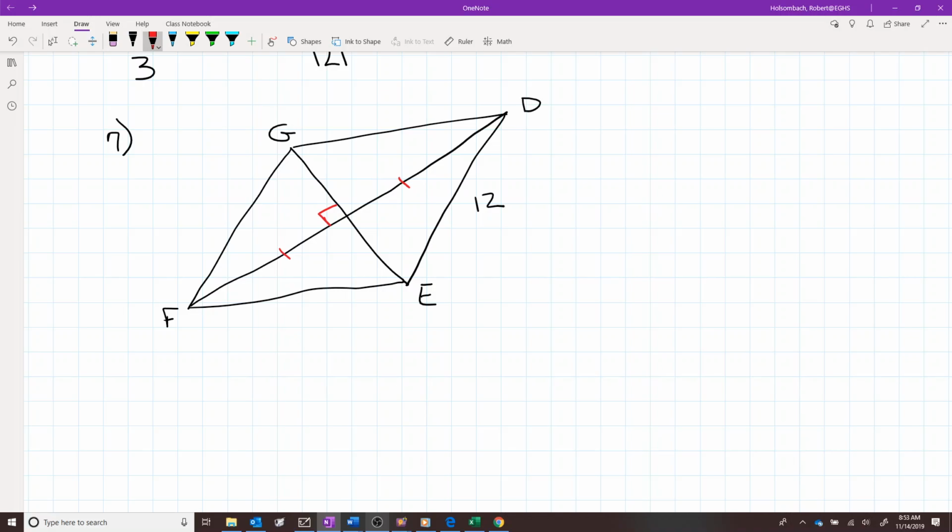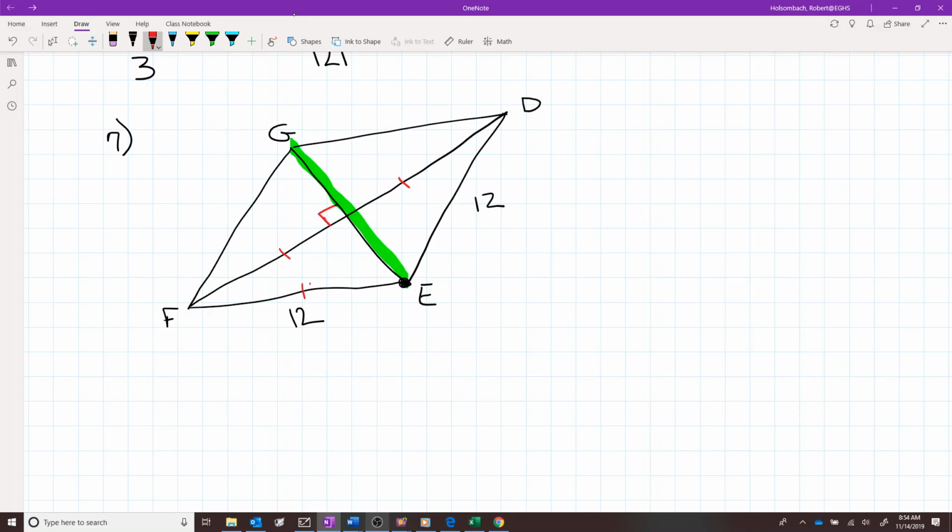If G to E, this segment right here, intersects FD at 90 degrees and it cuts it in half, then it's called a perpendicular bisector. And we said that any point on a perpendicular bisector is equal distance from the endpoints of the segment. That means that point E is the same distance from D as it is from F. So E to F is also 12 units long. And that's your answer choice A.